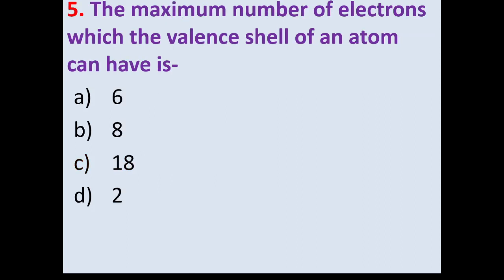The maximum number of electrons which the valence shell of an atom can have is, we know that the number of electrons in any orbit is given by the formula 2n square, where n is the number of the orbit, but the exception to the case is that the valence orbit cannot have more than 8 electrons. So the maximum number of electrons in the valence shell should be 8.